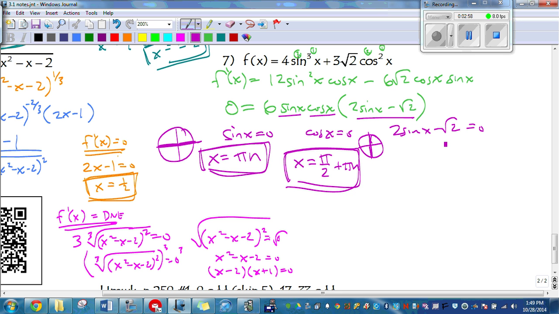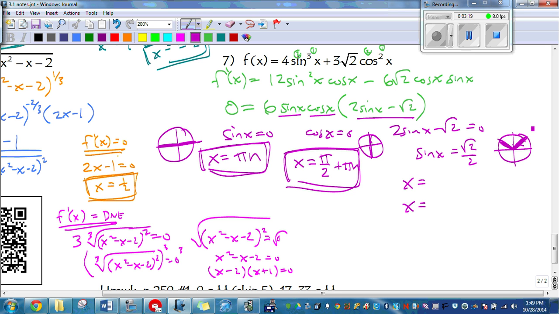This last one, we have to do a little solving. We get sine of x equals root 2 over 2. And add the root 2, divided by 2. So when is the sine, or the y value, root 2 over 2? That's going to be at some of our pi over 4 angles. This one we can't write as one equation. We're going to have to write as 2 separate ones.